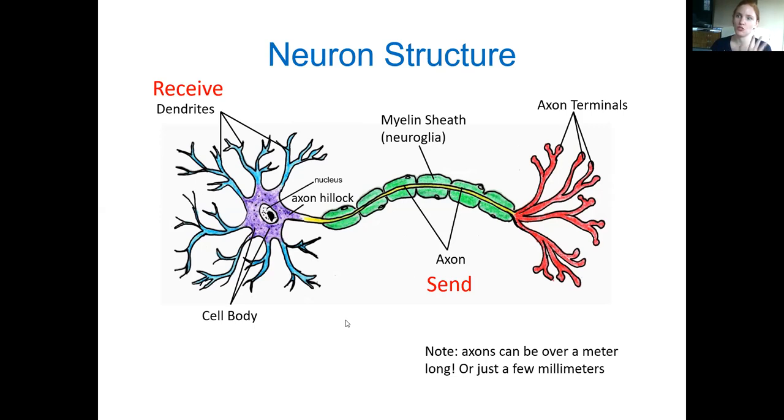So just to summarize all of that, the dendrites receive information from either other cells or from the external stimuli, and the axon sends the information away. So axon is for moving the information away towards another cell. So dendrites receive, axon send.